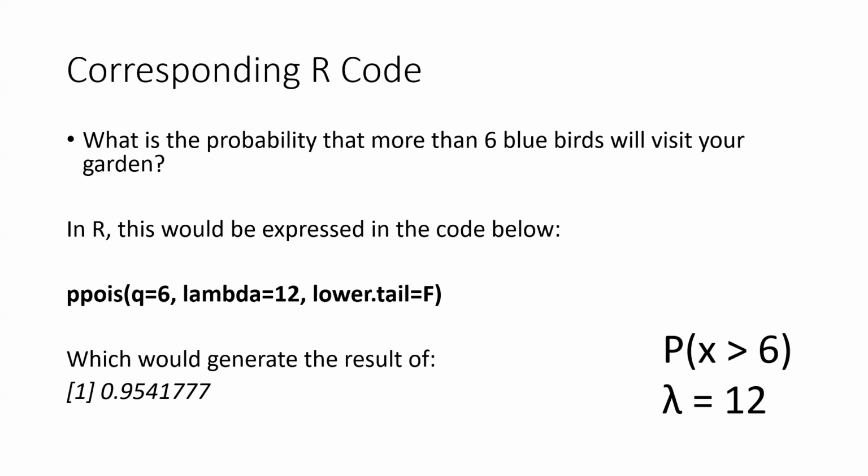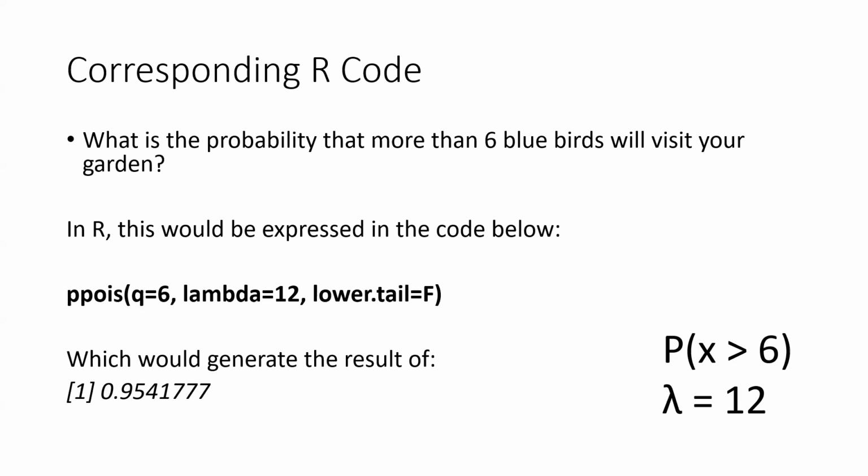What is the probability that more than 6 birds will visit your garden? So not 6 or more, but more than 6. So 7 birds, 8 birds, 9 birds, 10 birds, 11, 12, 13, and so on and so forth to infinity. You could have infinite birds visit your garden with the way that these experiments are conducted. So just keep that in mind when you're structuring them. It could be any number of birds, but it has to be greater than 6.